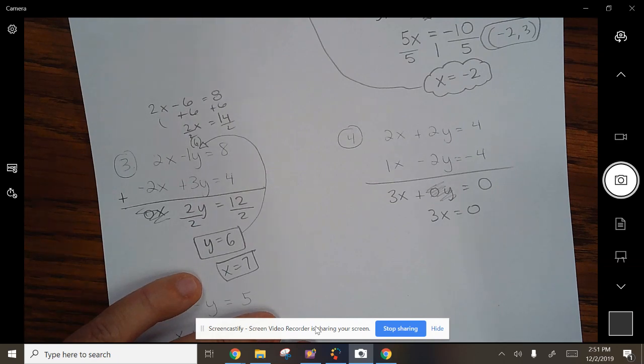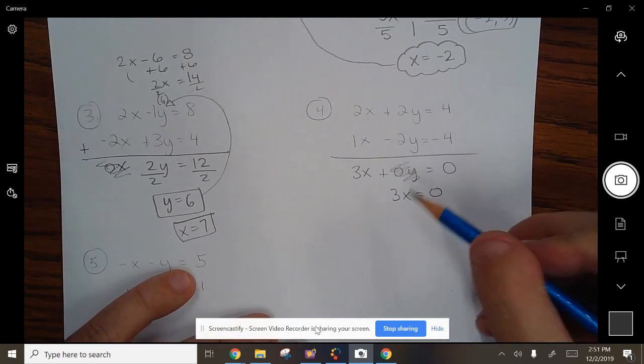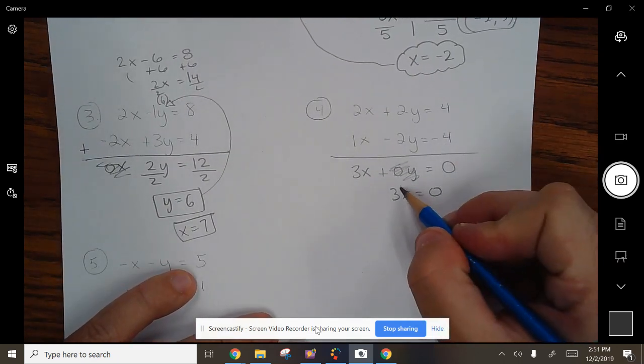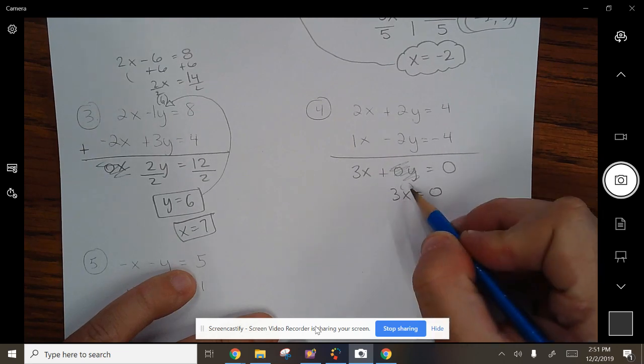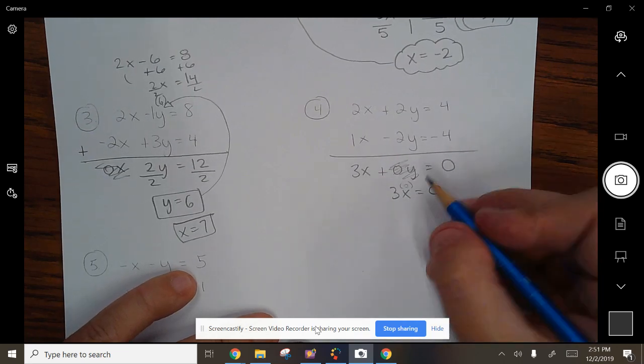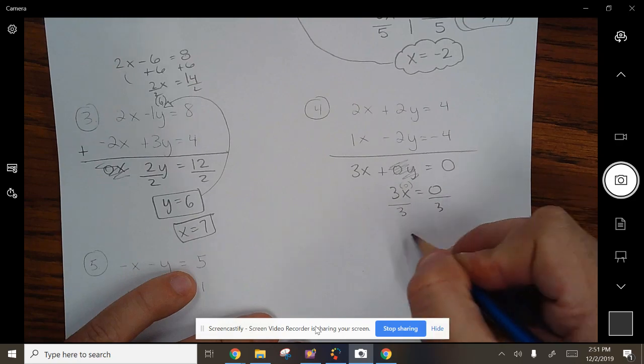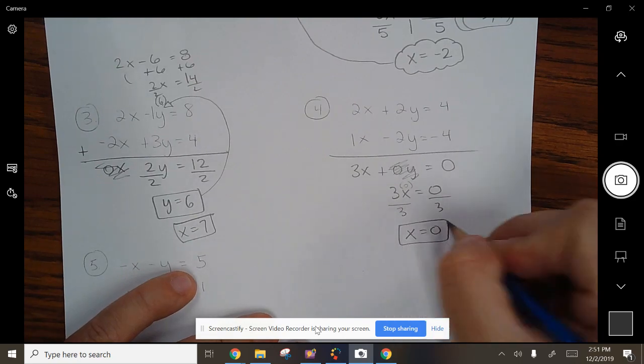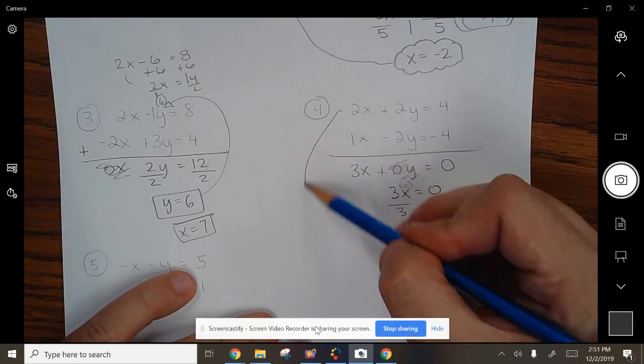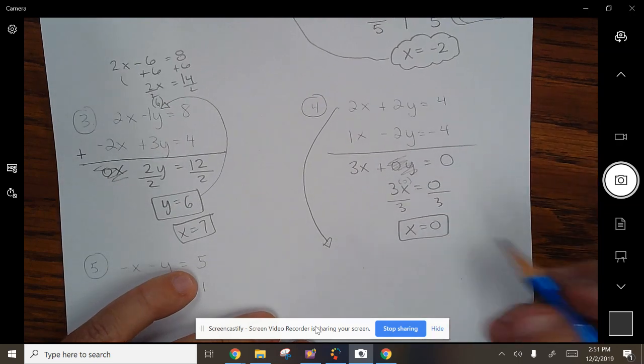And it's not no solution. It's not infinite solutions. It's actually a 3x. So what times 3 actually equals 0? If I plugged in 0, that would work, right? So divide 3. X actually equals 0.